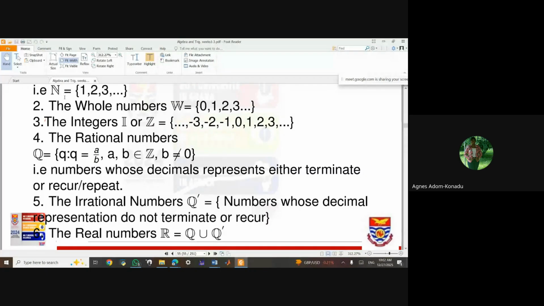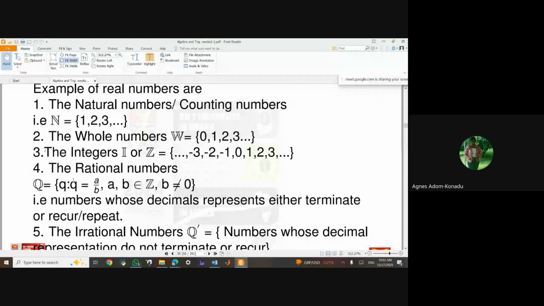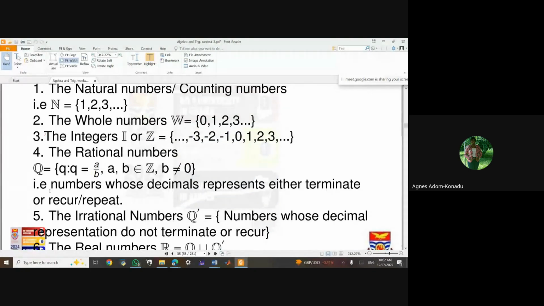But everything combined: the whole numbers, integers, and natural numbers can all be written as rational numbers. So if I take 2, I can write 2 as 2 over 1. So I can write it as a rational number. When I take -3, I can write it as -3 over 1, or I can write it as -6 over 2. So they all fall under rational numbers. So these numbers are subsets of rational numbers.